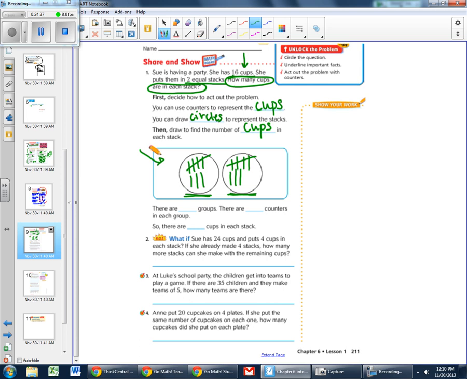There are blank groups. It already told us it wants 2 equal stacks, so there are 2 groups. Now it wants to know how many counters are in each group. Since I bundled into 5, I can quickly count this as 5, 6, 7, 8 counters in each group. So there are 8 cups in each stack.